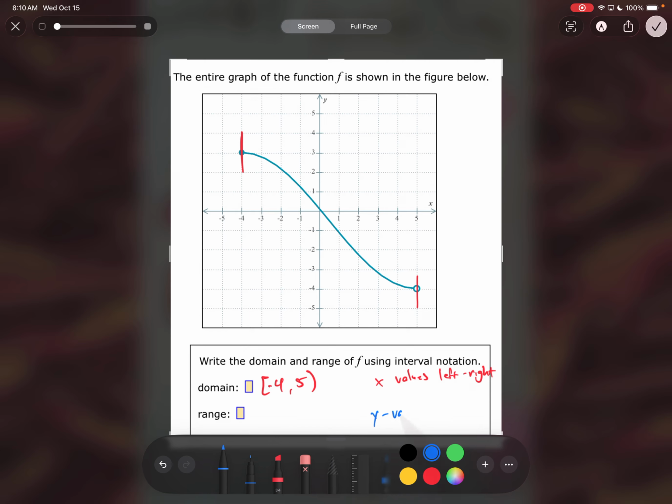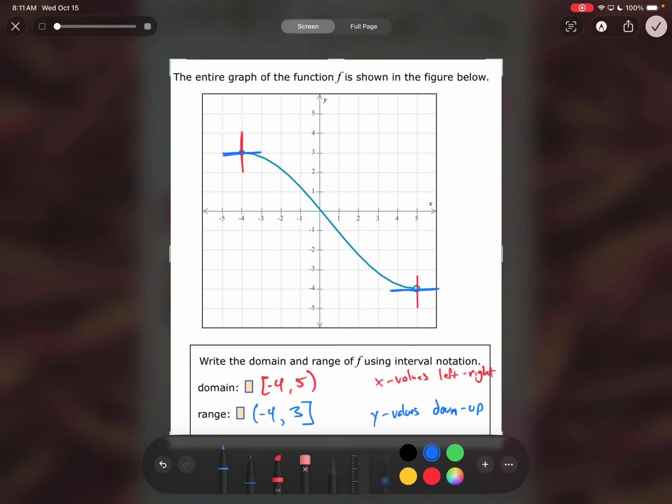And then my range is my y values. So how far down to up? I know that's a little funny to say, but you want to start at the bottom and then work up because you always start at the smaller number. So the bottom of this graph is at -4. That is a parenthesis because it is an open circle. And the top of this graph is at 3. That is a bracket because it is a closed circle.